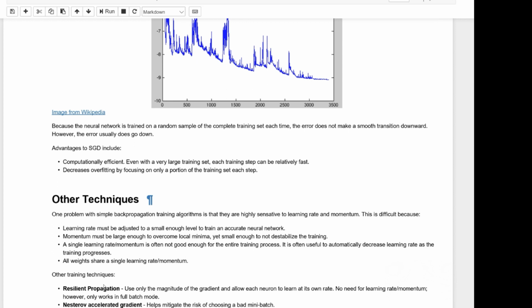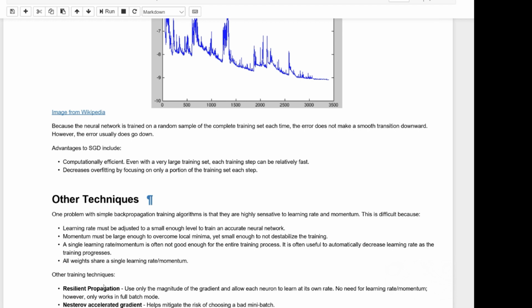The problem is the learning rate, if you adjust it too small, it's never going to accurately train your neural network. It's just not taking enough risk. If you make it too large, your neural network will be very, very erratic. And momentum, same thing. If you make it too large, things become erratic. If you make it too small, it's not really having an effect.